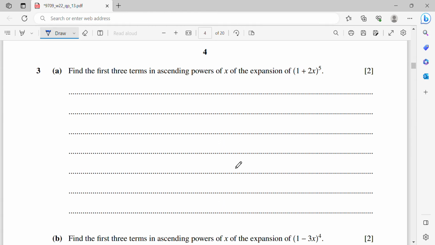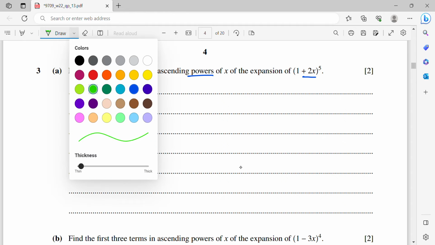Alright, so now question 3a. Find the first three terms in the ascending powers of x in this expansion, (1 + 2x) to the power 5. Since this is a positive integer for the power, which is 5, we may use the binomial expansion formula.